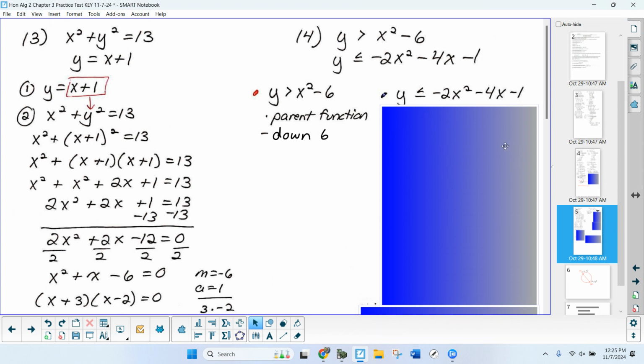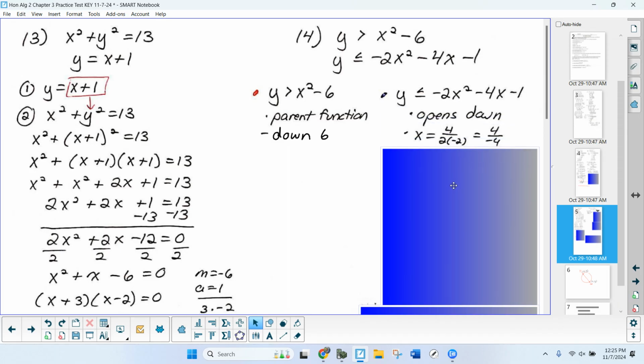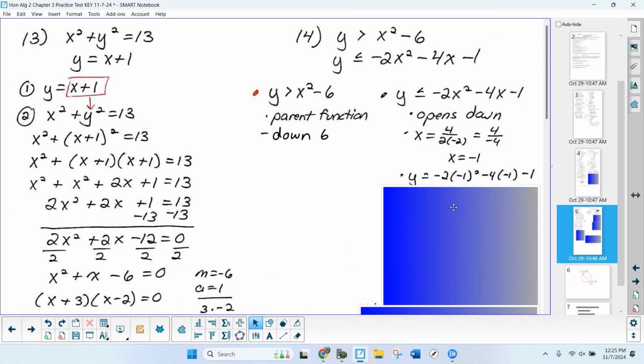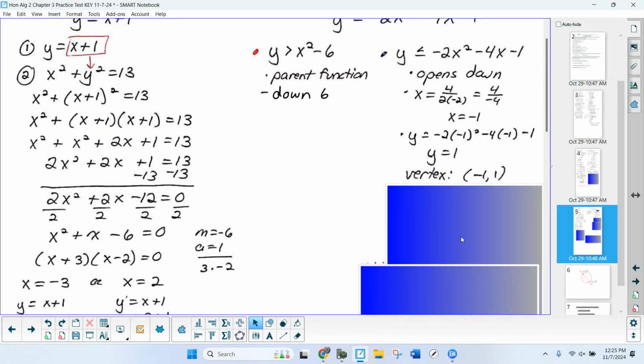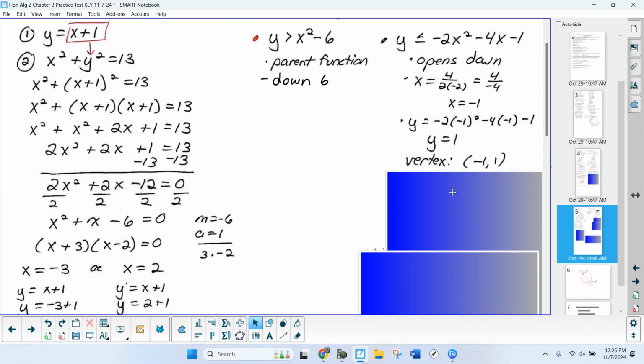How about this one? What'd you do? So I first found my x, which would be 4 over top of 2 times negative 2, and then that will equal negative 1. Good. And then you plug that back into the equation to equal 1. Good. There's your vertex. And then to find the y-intercept, it's just c. Yeah. Just 0, negative 1.